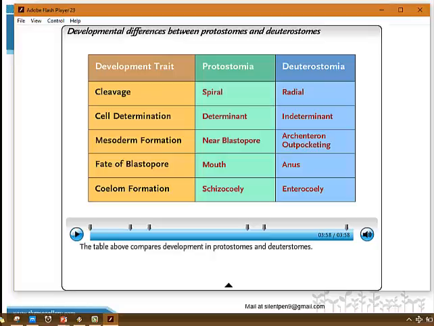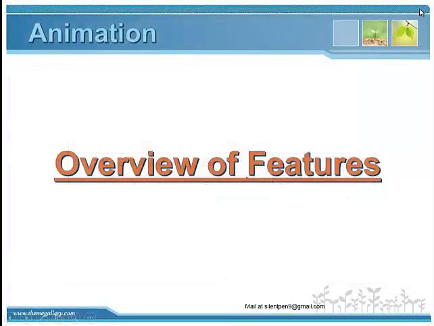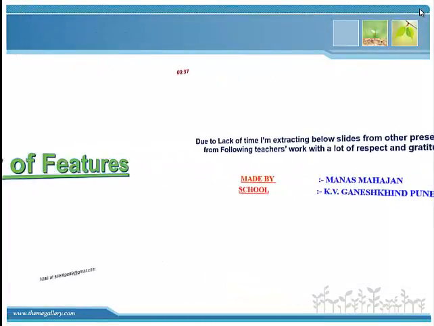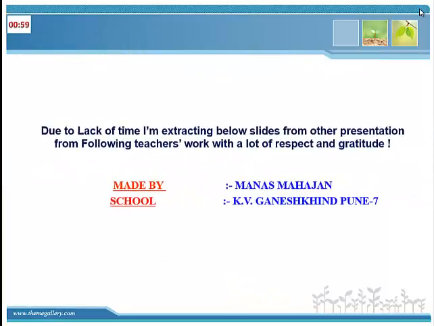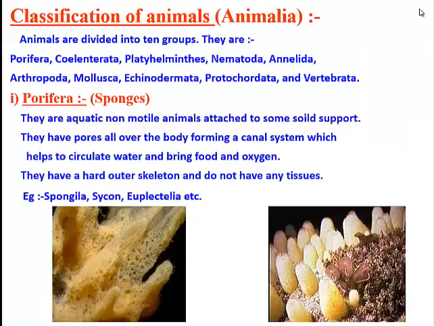I hope this is a very clear explanation for you. Maybe symmetry is a bit messy here, but I wanted to observe the other features. I want to refer to the reference where I got the below slides from, one of the teacher's work, due to lack of time. Now we'll go through the classification of animals.